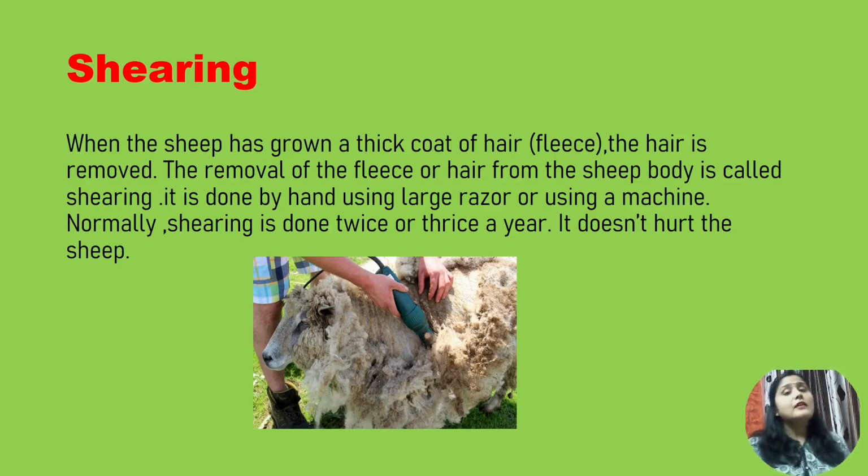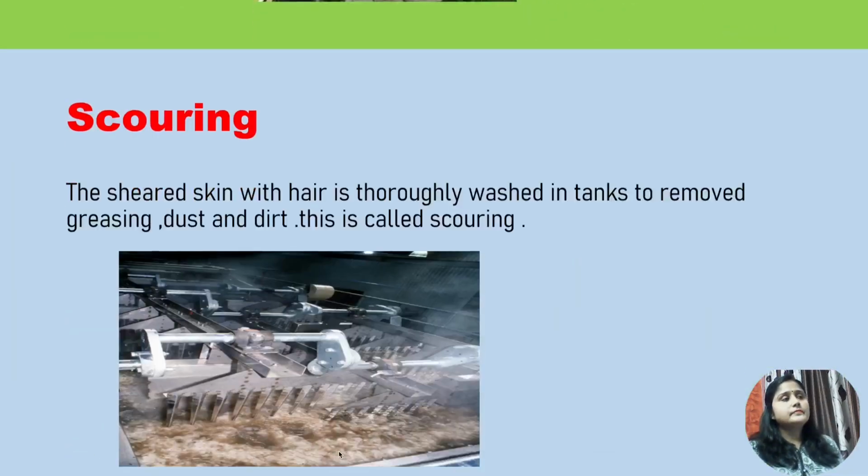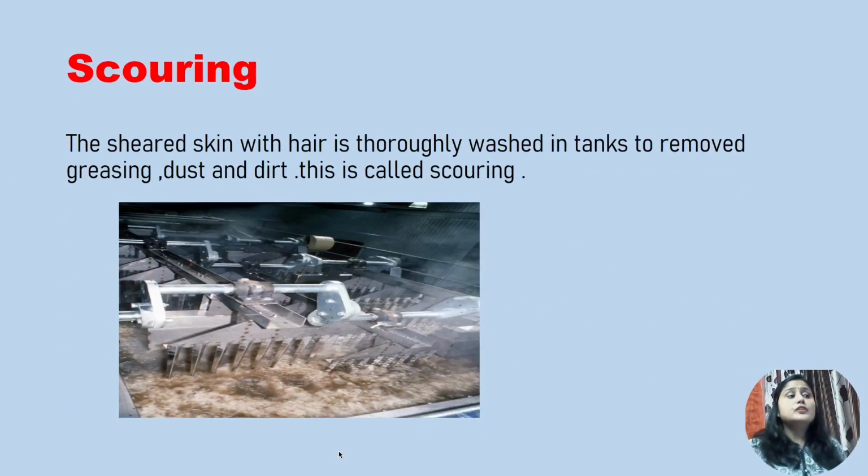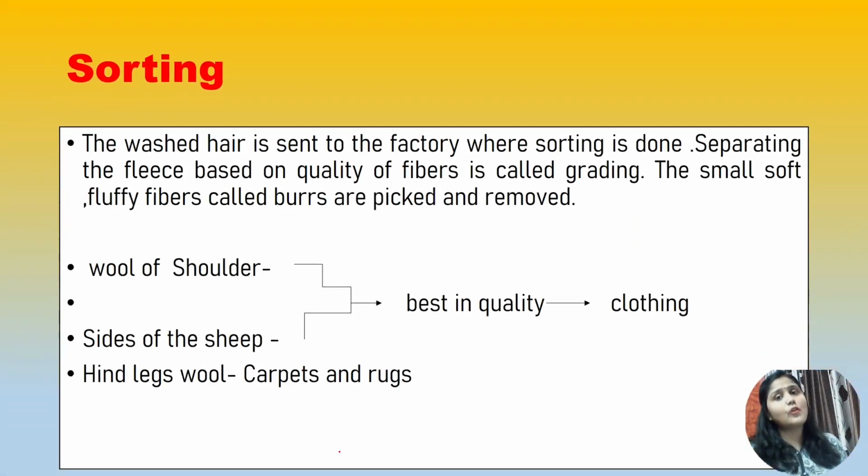After that comes scouring. The sheared skin with hair is thoroughly washed in a tank to remove grease, dust and dirt. This is called scouring. So whatever hair we get after shearing is washed thoroughly in a water tank to remove the dust and grease, and this process is called scouring.